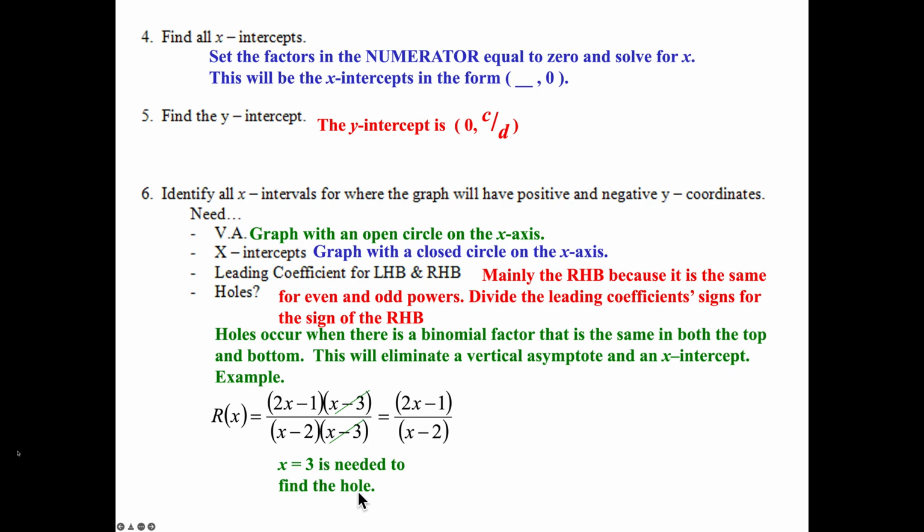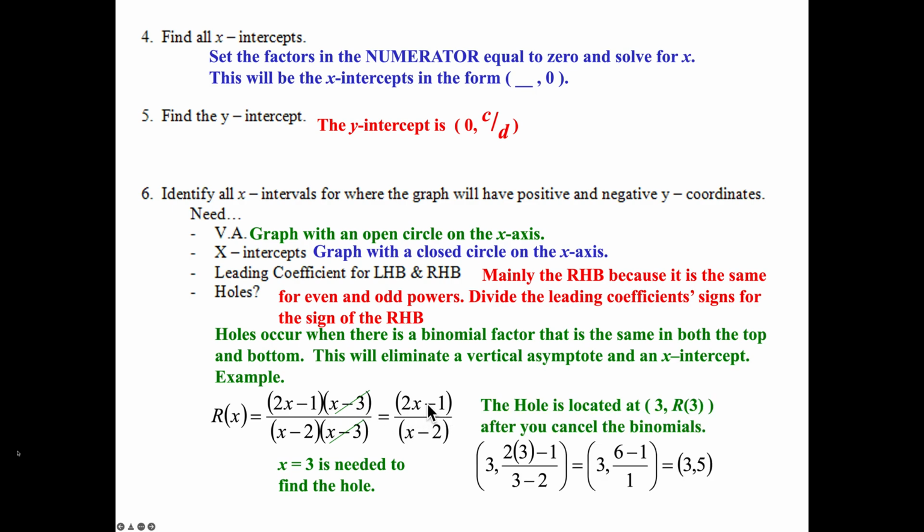So to find the hole, you take this 3, you plug it back into this new fraction. Don't plug it in here because you'll get 0 over 0. Plug it in here. So 2 times 3 is 6 minus 1 is 5. 3 minus 2 is 1. You have a hole in your graph at 3, 5. And then when we get to one of those examples, I'll show you how the vertical asymptote and the x-intercept kind of compromised and canceled out.